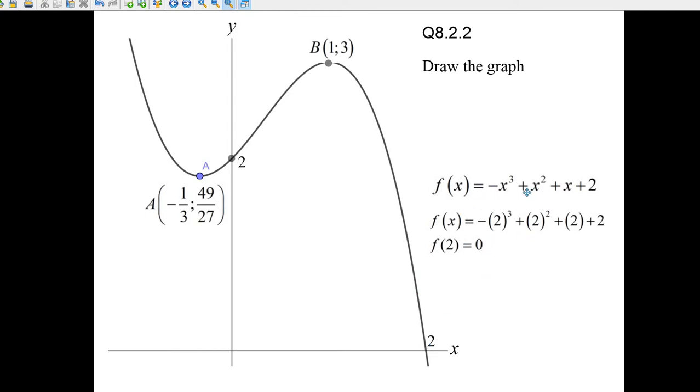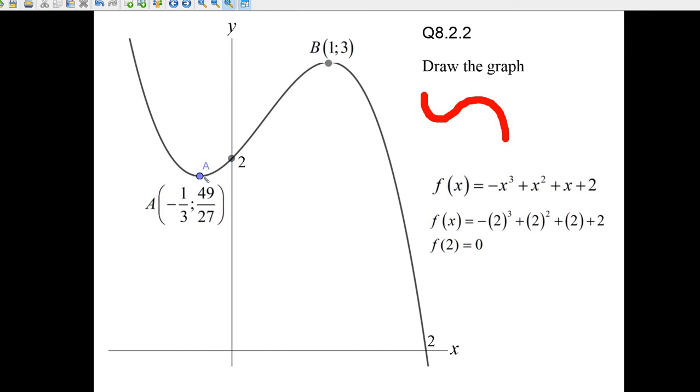Now you know this is a cubic function, so you should have this idea of how a cubic function works. It's got to go like that. It curves and then it goes down at the end. That's the basic shape of a cubic function with a negative in front. So I know it's like that. I know it goes through 2.